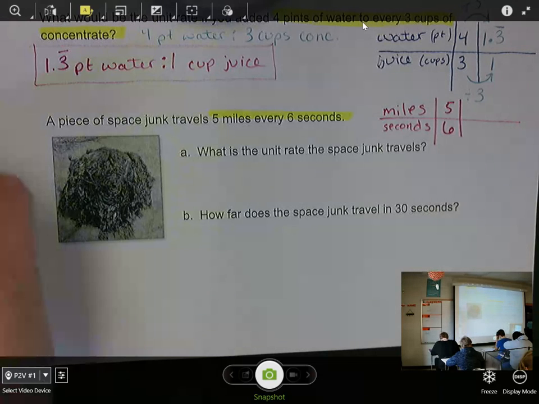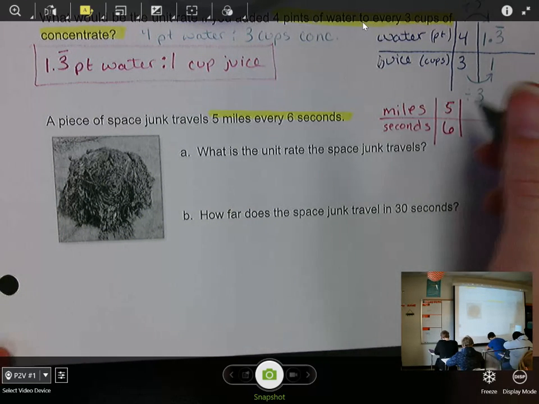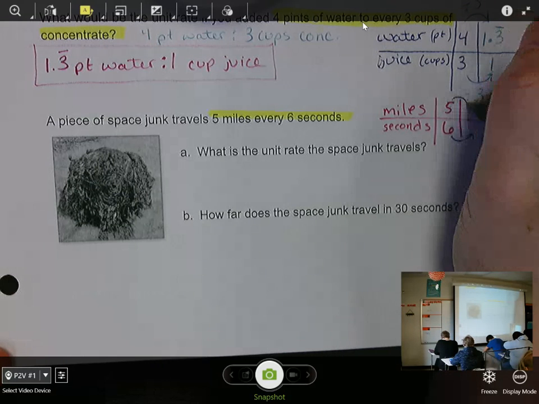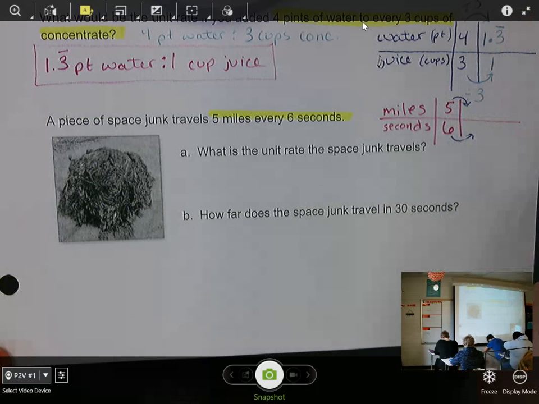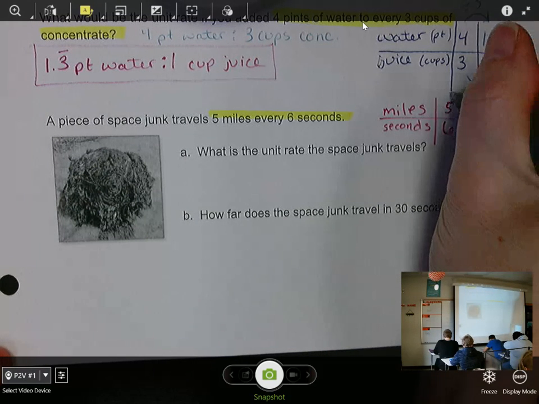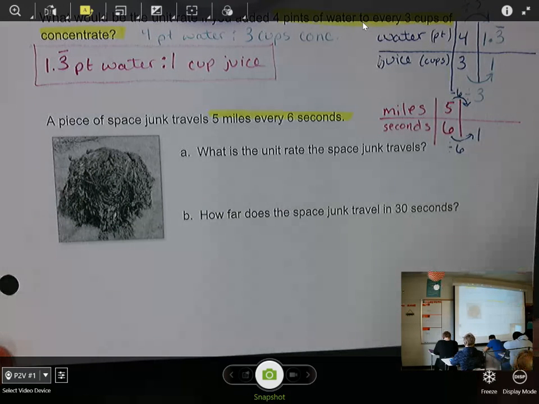Now I need to find the unit rate. So I've got to divide these both by the same number. My question is, what number do I divide by? Skylar. 6. We're going to divide both of these by 6. 6 divided by 6 is 1. What's 5 divided by 6? 0.83 continuing. 0.83 with the 3 continuing?